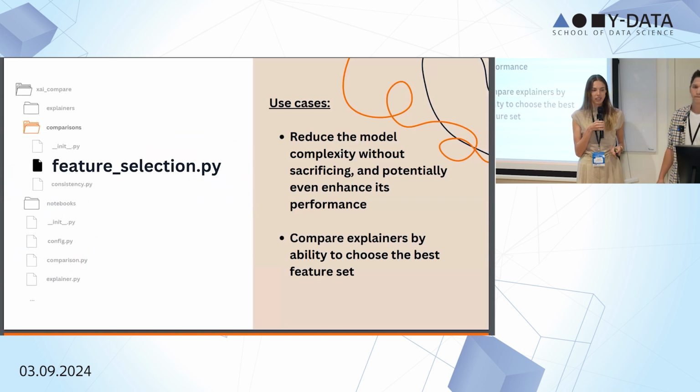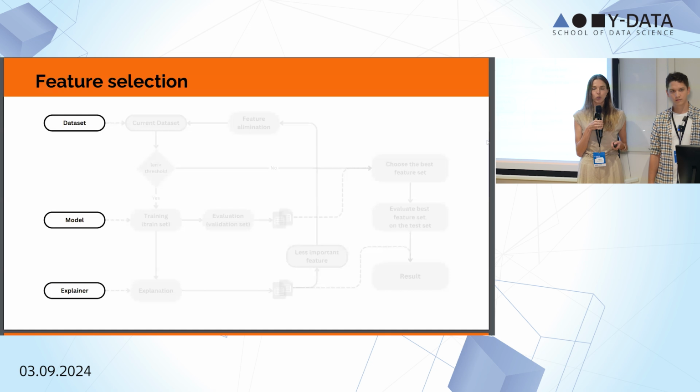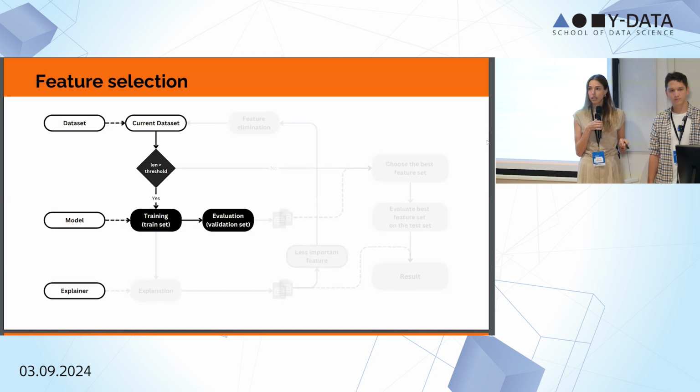Feature selection helps to compare different explainers, not only by their ability to choose the best feature set, but besides that, it also reduces the model complexity and potentially even enhances its performance. So let me walk you through how it works. The input to this module is a dataset, a model, and an explainer. At first, it takes the dataset, trains the model, and evaluates the model.